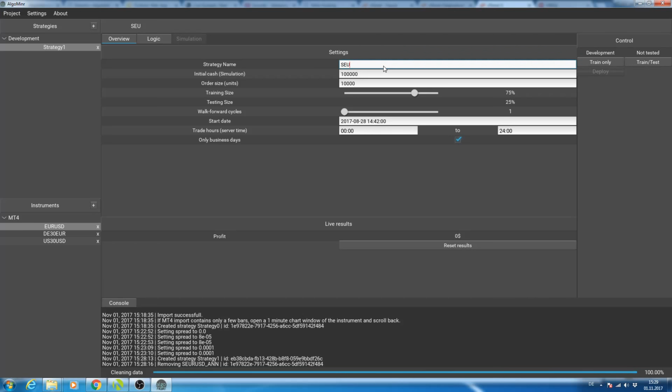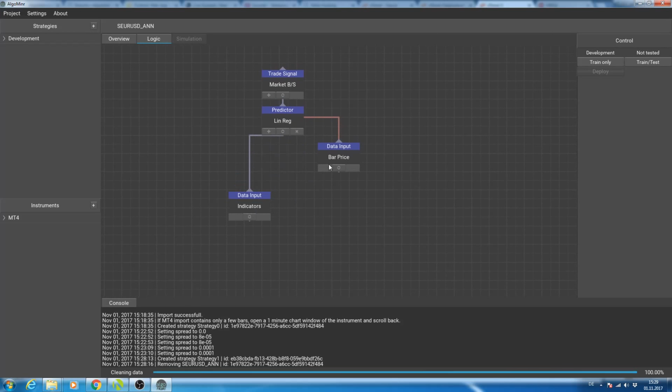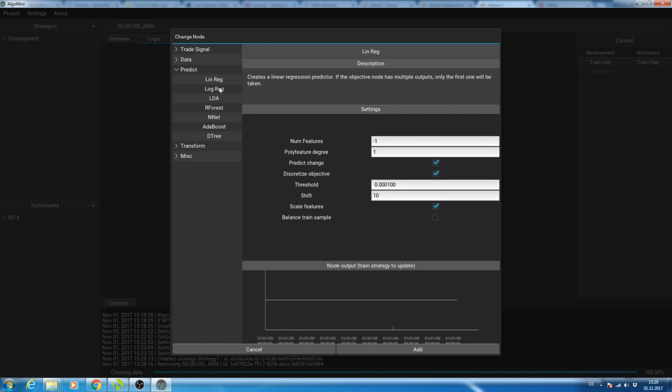I will rename it to Euro-US dollar artificial neural network and hit enter. I will also change the trade hours from 9 in the morning to 5 p.m. And then I will change the strategy logic. I will combine both the predictions from the two artificial neural networks by using a logistic regression node. So let's add this, and we want to predict the price movement in the next 90 minutes.